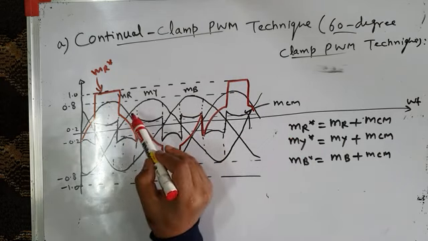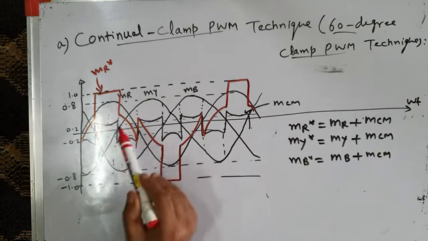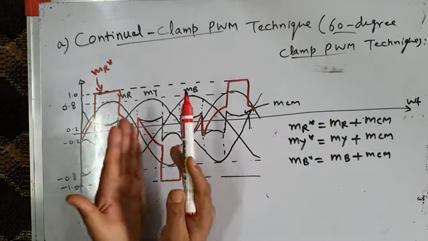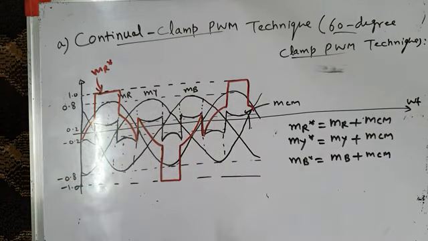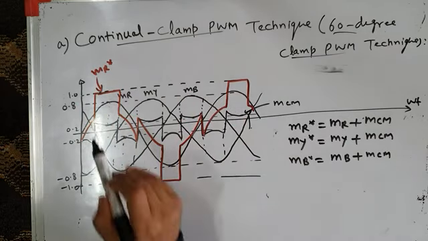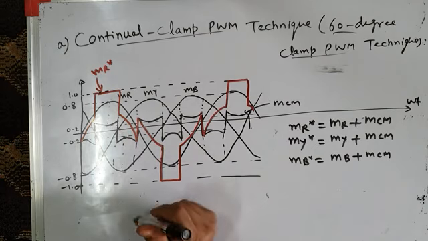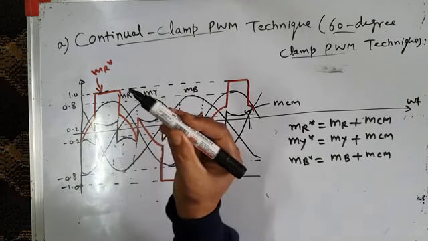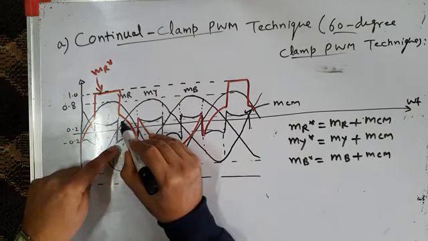So how did I calculate it? I calculated MR star as MR plus MCM. Okay, over this 60-degree interval, MR plus MCM is 1. Over this 60-degree interval, minus MR minus MCM is minus 1. Okay, and then again plus 1, and so on. Once I have calculated MR star, now I have to calculate MY star. Okay, for calculating MY star, I can start from here. For that purpose, I will use a black color pen. MY star is MY plus MCM.